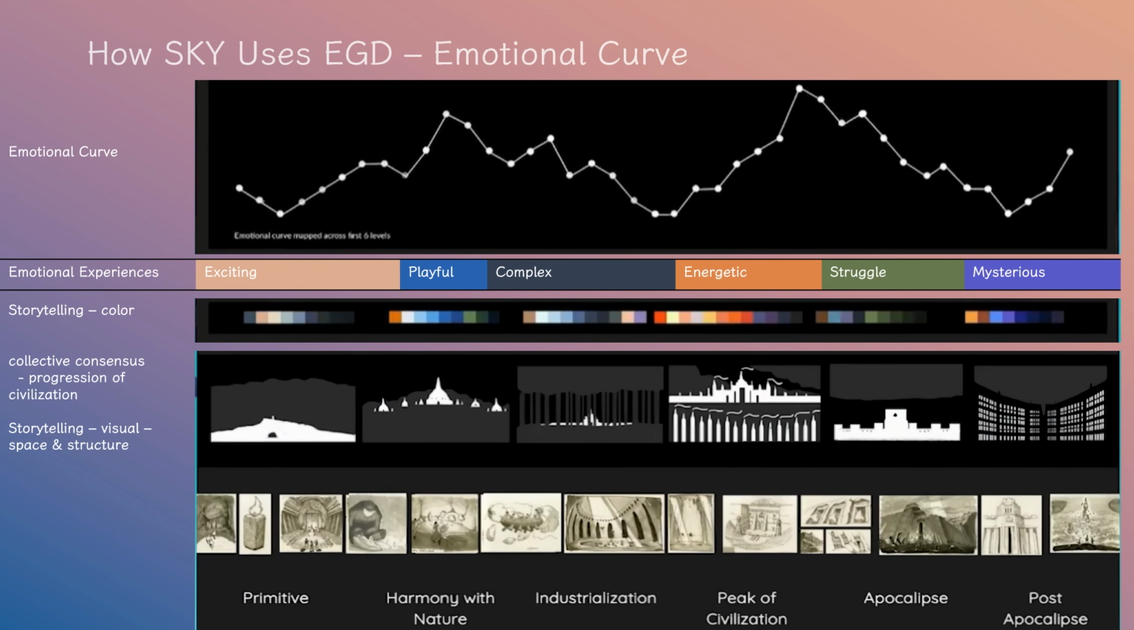Then the progression of civilization is another collective consensus they make use of, to serve as inspiration for the space and structure. For example, primitive and harmony with nature, industrialization, peak of civilization, apocalypse, and post-apocalypse. At first, maybe the structure and the space language is more about combining or making use of what nature has, but with the development of industry, you see more signs of techniques appearing, and less and less of the original natural material. And at the apocalypse and post-apocalypse stage, you see that many things are ruined and rebuilt, deconstructed and constructed again.